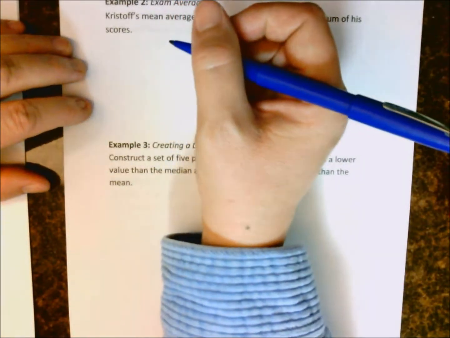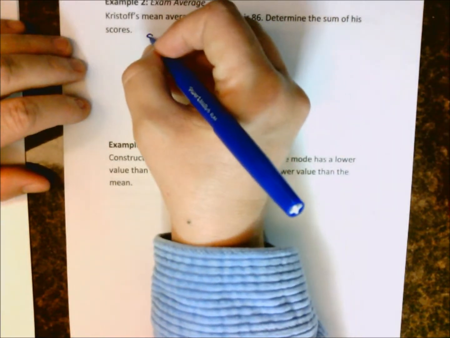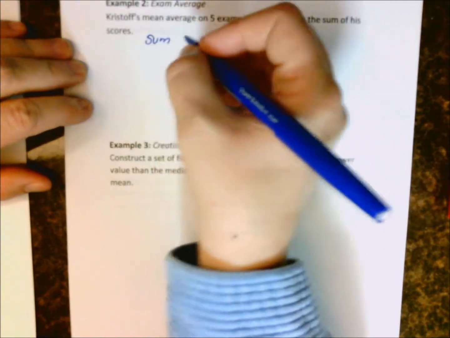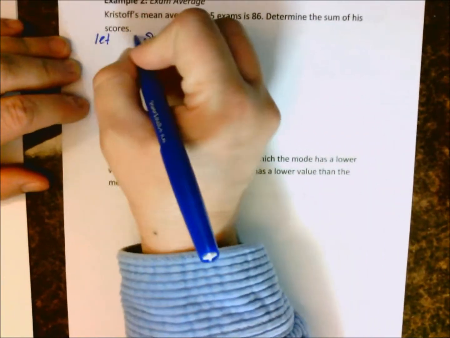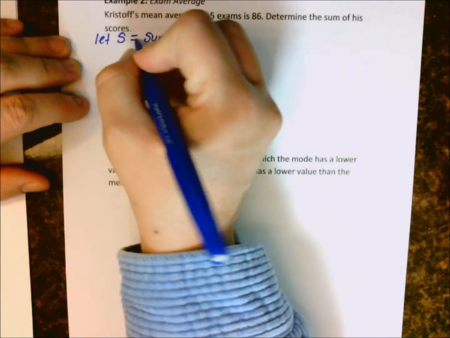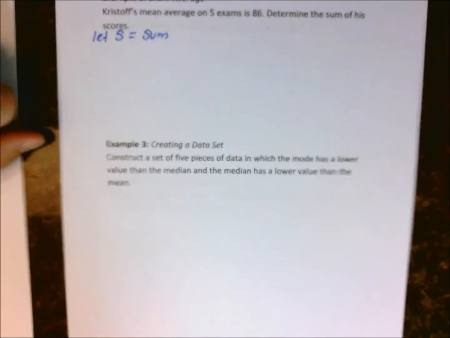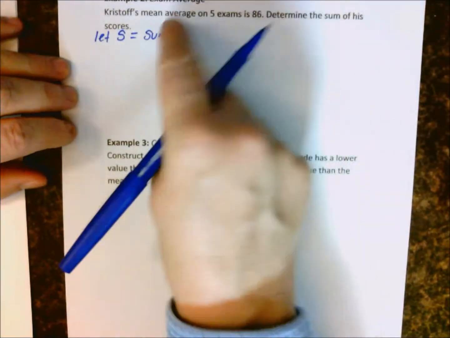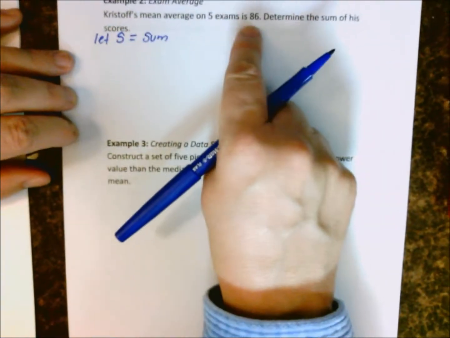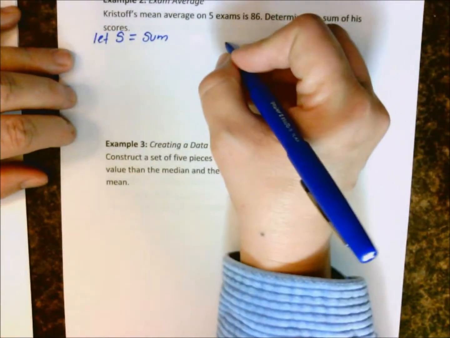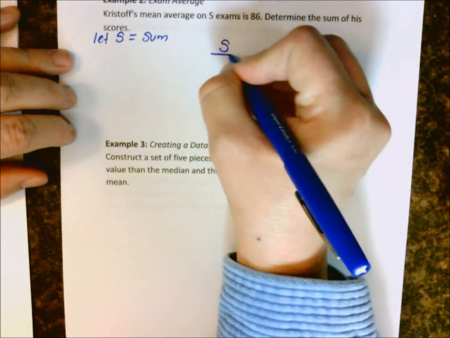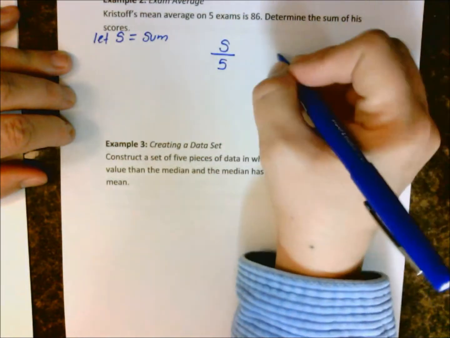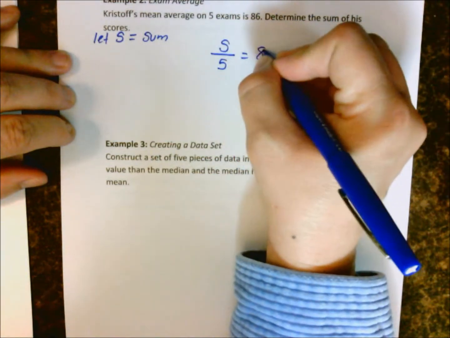When we calculate the mean, we take the sum and divide by 5. So let's let S equal the sum. That's our unknown. Be careful, sometimes your S's may look like 5s. So we know that the average is 86. So when I add all the scores up and I divide by how many there are, and they said that there were 5, then that should equal 86.